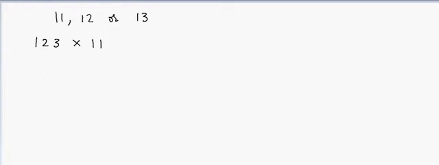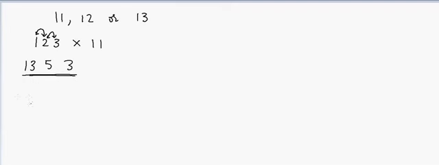In that case, first I'll take the first digit, so I'll say 1, and then I'll say 3 at the end, and then I'll add 1 and 2 together. If I add 1 and 2 together, that will be equal to 3, and then I'll add 2 and 3 together, that will be equal to 5. So my answer will be equal to 1353.